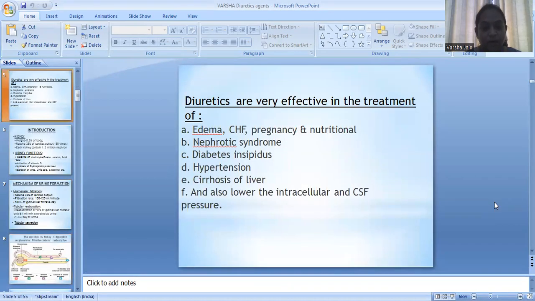Diuretics are very effective in the treatment of edema, meaning congestive heart failure, pregnancy and nutritional edema, and also nephrotic syndrome, diabetes insipidus, hypertension, cirrhosis of liver, and also to lower intracranial CSF pressure.